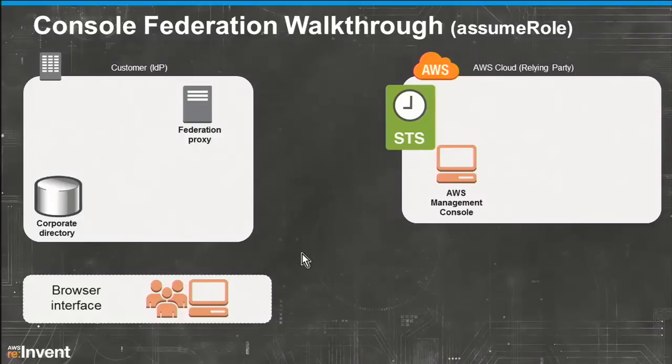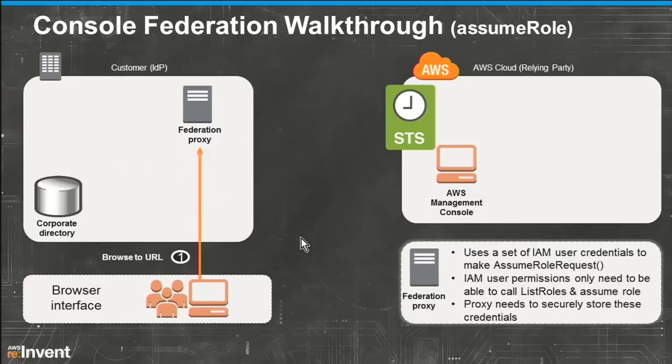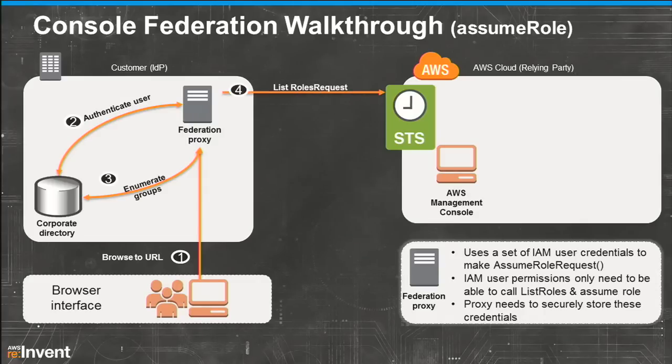So here's the full flow. This is what we looked at when we started the presentation. User hits the proxy server. As I mentioned, the proxy server has a set of credentials associated with an IAM user. It can call list roles and assume role. The proxy server is also going to authenticate the user. It's going to get back the list of groups that the user is a member of. It's then going to make a series of calls to AWS. The first call is going to be list roles, okay? And then the proxy server is going to get back a set of those roles, and it's going to create that combo box by looking at the intersection of the groups and the roles in my account.